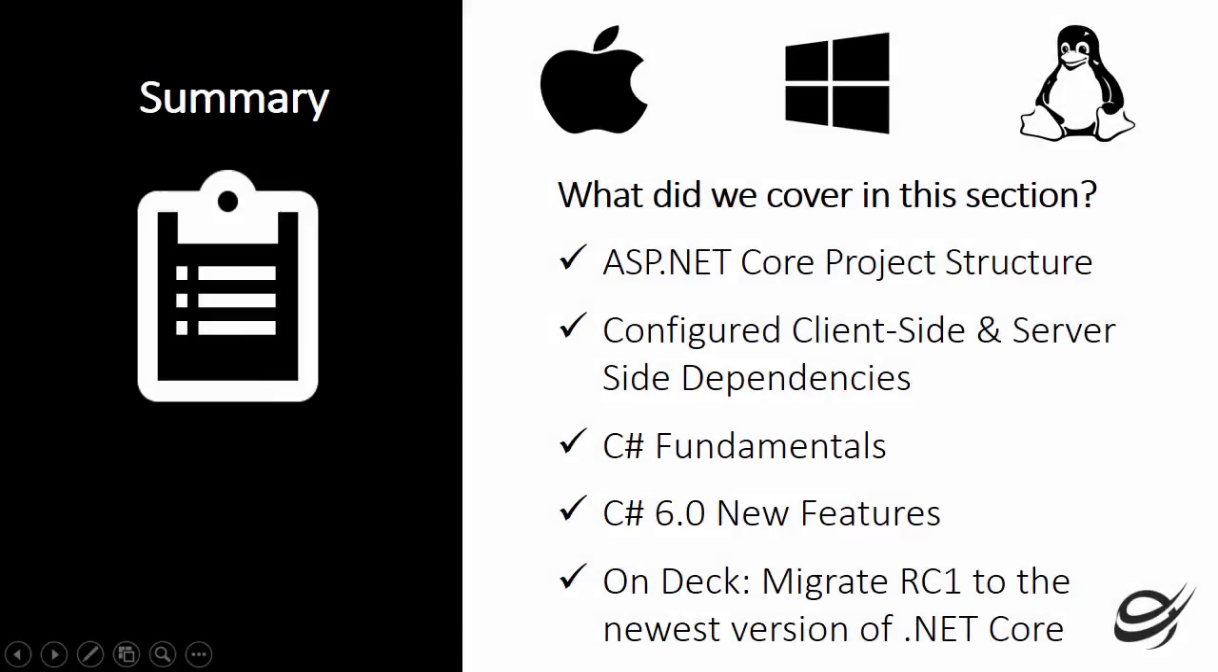So what did we cover in this section? The first thing that we covered is we created our ASP.NET Core web app project and configured the project.json. We also set up the model view controller folder structure in our ASP.NET Core web application. We configured all of the client-side and server-side dependencies.